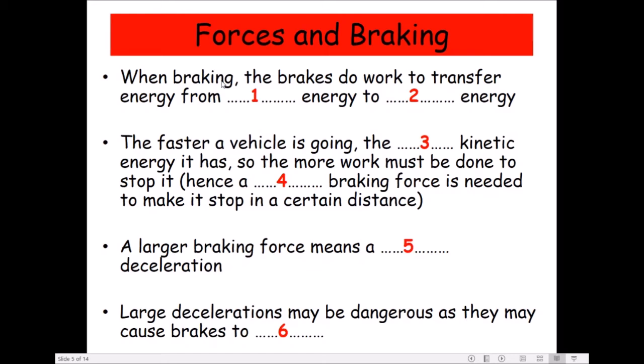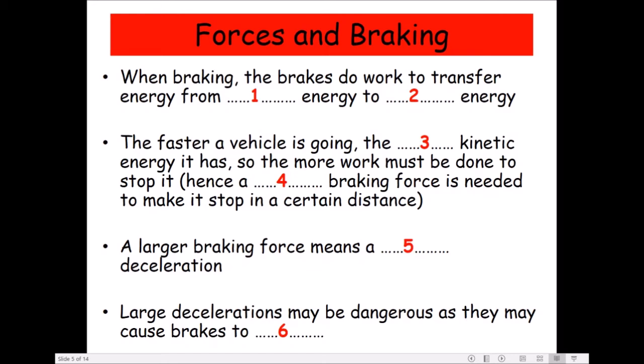Okay, third bullet point. A larger braking force means a larger deceleration. Okay, if you've got a bigger force, you've got therefore a bigger deceleration. Okay, the final bullet point then. Large decelerations may be dangerous as they may cause brakes to overheat. If you think about it, if you've got large decelerations, therefore, because of the large force, you've got a lot of work being done, and therefore the brakes can get really hot.